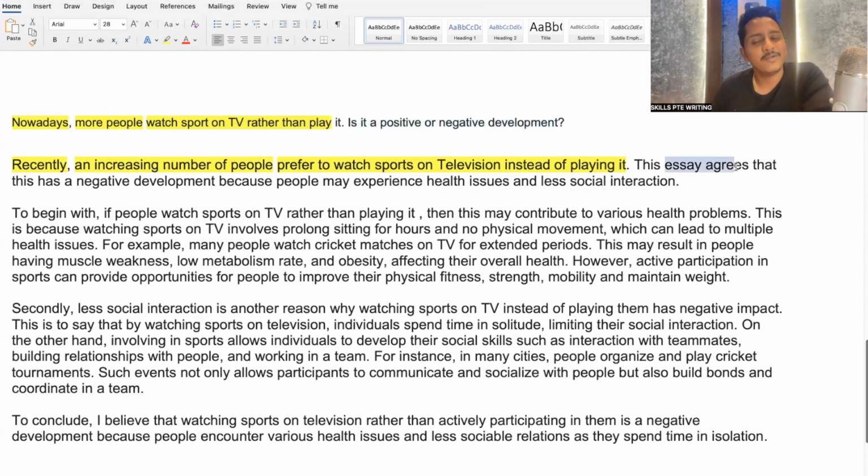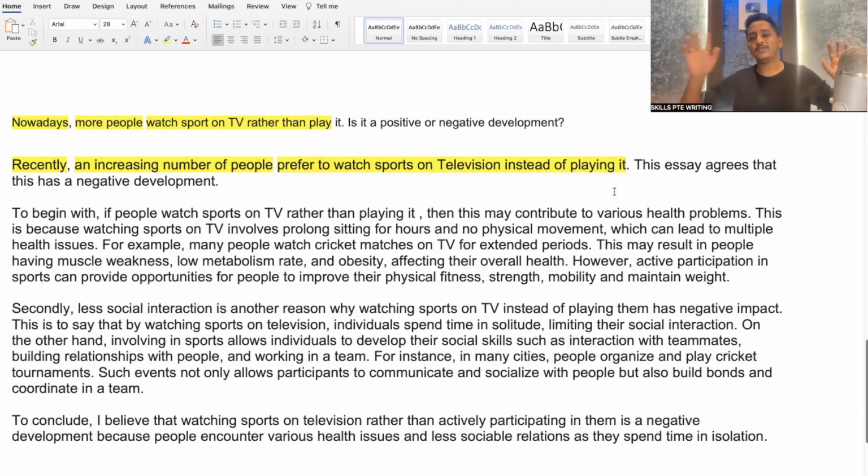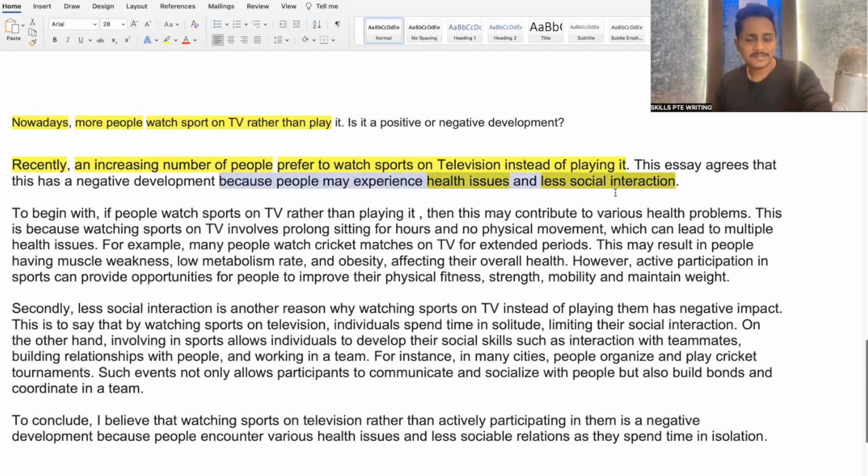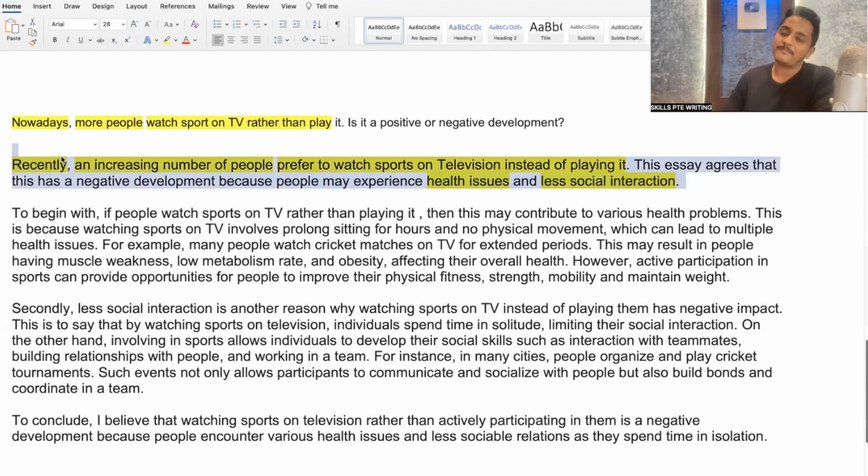This essay agrees that this is a negative development because people may experience health issues and less social interaction. This is her main idea for body 1. This is her main idea for body 2. Should I write these main ideas in the introduction? Not required. You can just say that this is a negative development. You can just remove this as well. No problem. If I were there, I would have written this way only. But it's okay. Everyone has a different style. Let's not remove it. She has written nicely, crisp, concise and clear.